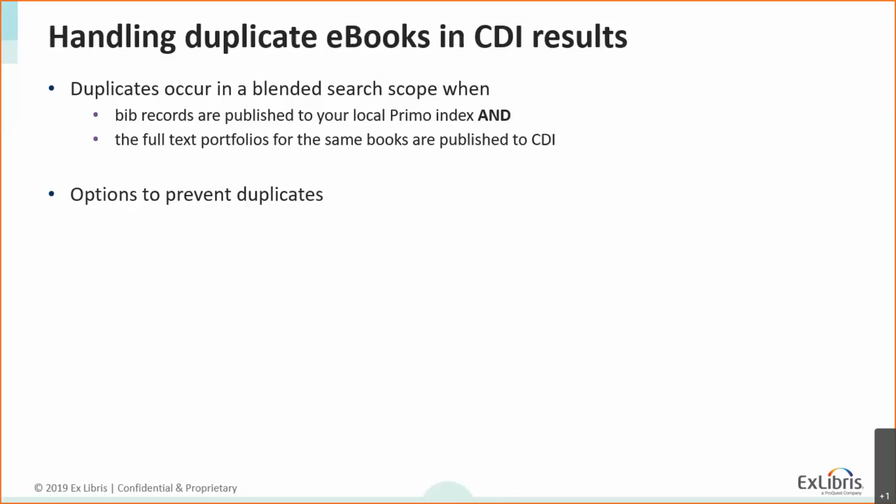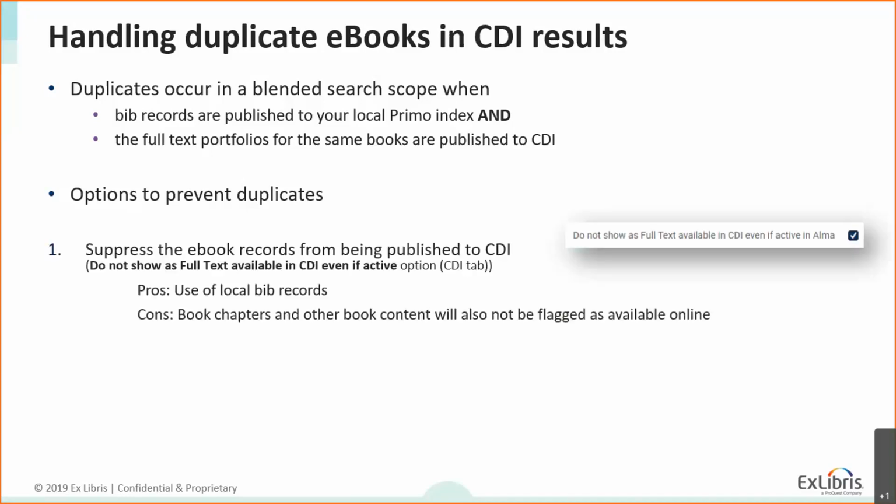deduplicate these. There is no way now to say, okay, this book from the local Primo index is the same book as the one that is available through CDI. There is no way to say that they are the same. So in order to prevent this situation, and only present one instantiation of the electronic book, we want to prevent the duplication using the options that we have available.